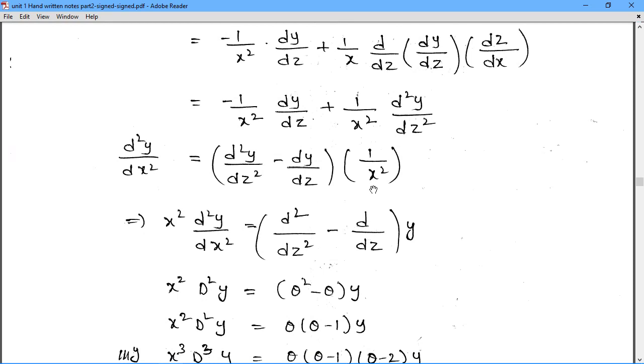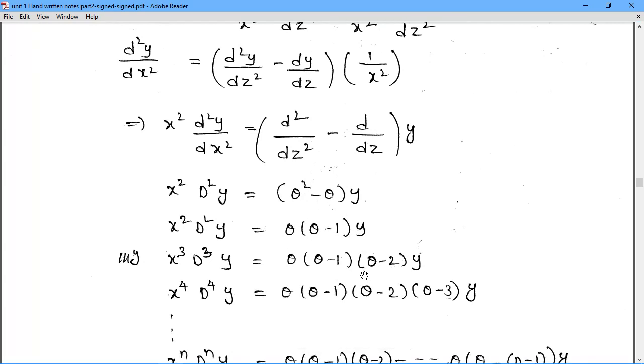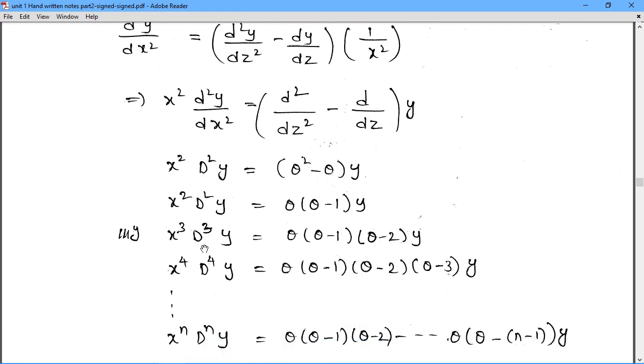On cross multiplying, we will have x square into d square y by dx square is d square by dz square minus d by dz of y, taking y as common in the numerator. But using the operators D and theta, the D operator is d by dx, so d square by dx square is D square. Theta means d by dz. Theta square means d square by dz square. So clearly we will have x square D square y is theta into theta minus 1 into y. Similarly, if we do the same process, we will get x cube D cube y is theta into theta minus 1 into theta minus 2 into y.